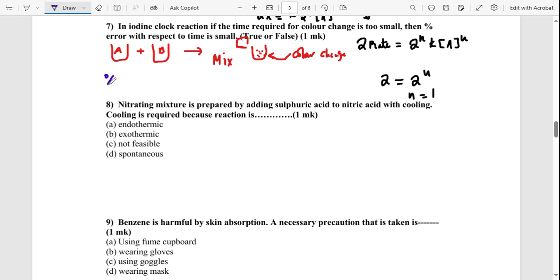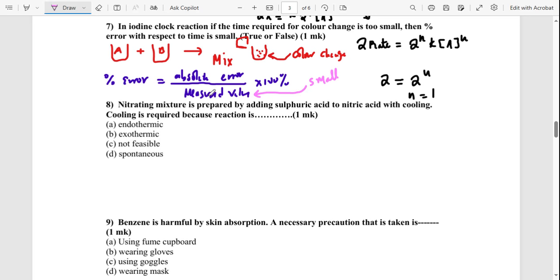So how do you find percentage error? Percentage error is given by the absolute error divided by the measured value, and then times 100%. So if the time required for color change is too small, what is going to happen? In other words, what does that mean? The time required is too small. It means that the measured time is small. Now, if the denominator is small, what do you think is going to happen to the error?